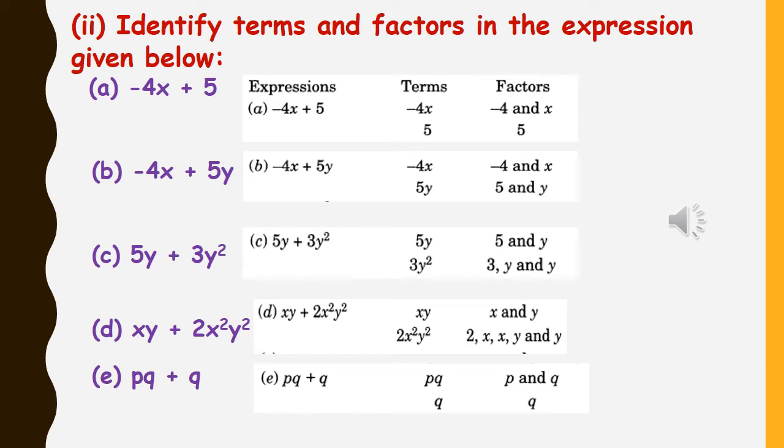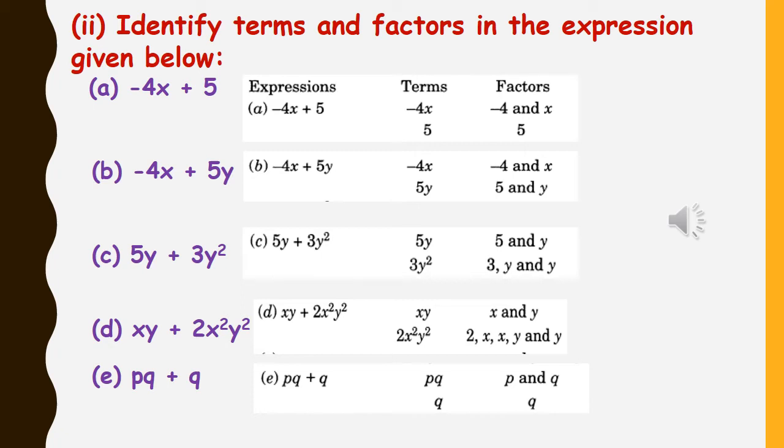Now we are moving to question number 2, part 2. Identify terms and factors in the expression given below. Part A, minus 4x plus 5. This is the expression. We are breaking into two terms, minus 4x and 5. The factors of minus 4x are minus 4 and x, and 5 has only one factor, that is 5.